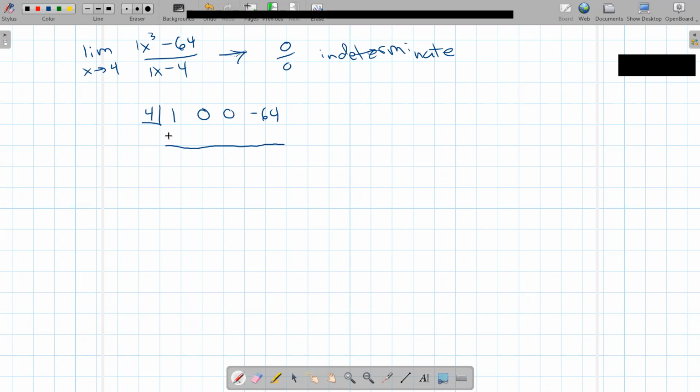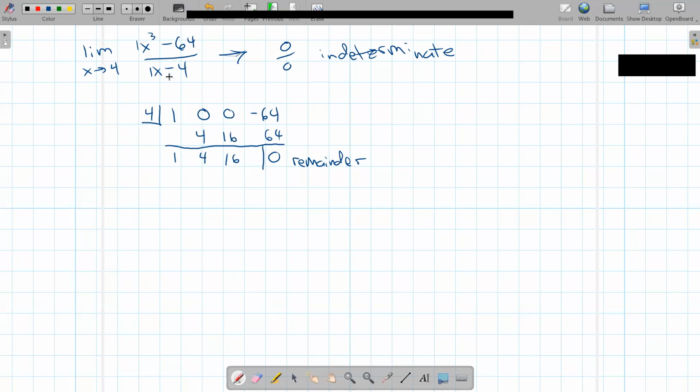And in synthetic division, you bring down the first number, and then you multiply by that number based on the denominator. So 4 times 1 is 4. And then you add coming down, 0 plus 4 is 4. And then you multiply, 4 times 4 is 16. And you add coming down, 0 plus 16 is 16. Then you multiply by 4. And then you add coming down. And this number over here is always your remainder. So I get a remainder of 0 here.